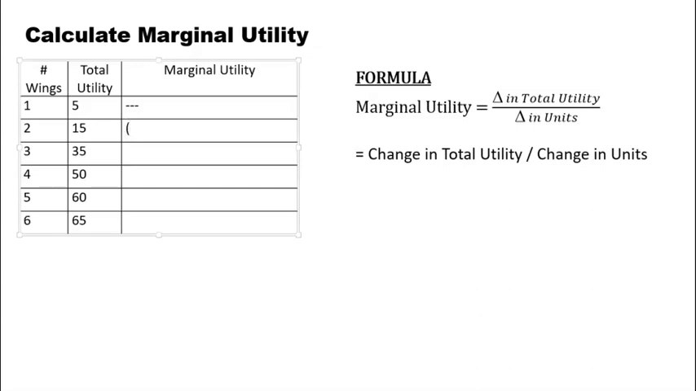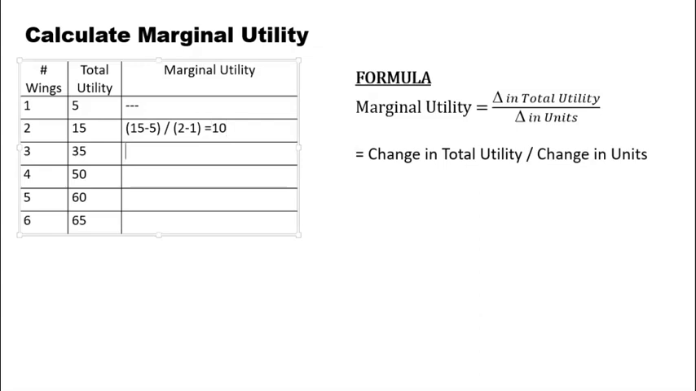Mathematically, it was the change in total utility, which would be 15 for the 2 wings minus 5 from the previous wing that you ate, and that is divided by the change in the units, which is 2 wings minus 1 wing, and that is going to give you 10 for your answer for marginal utility.